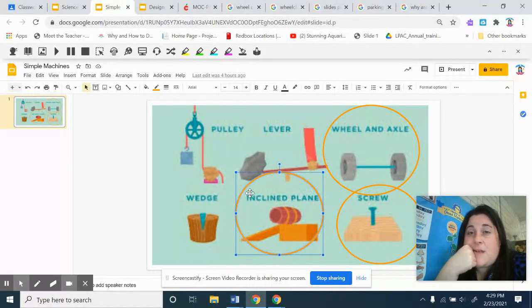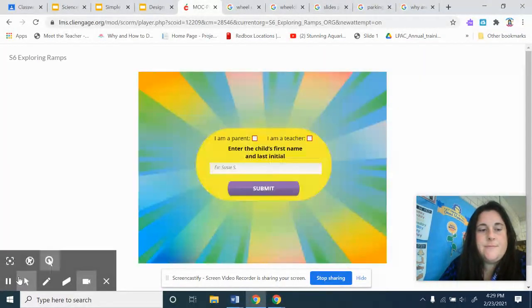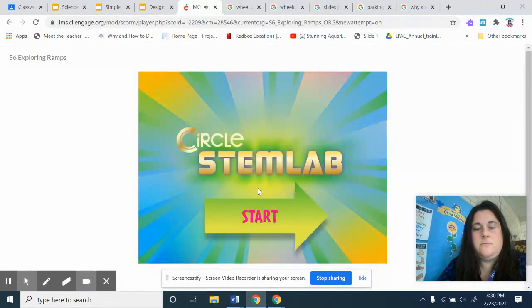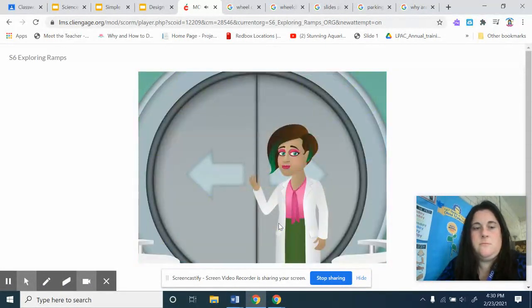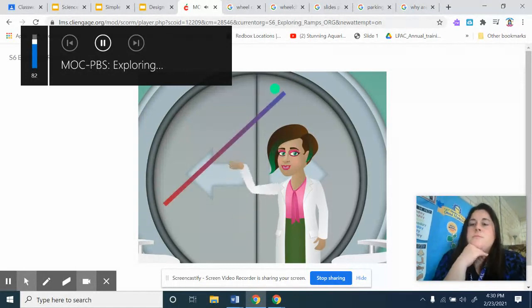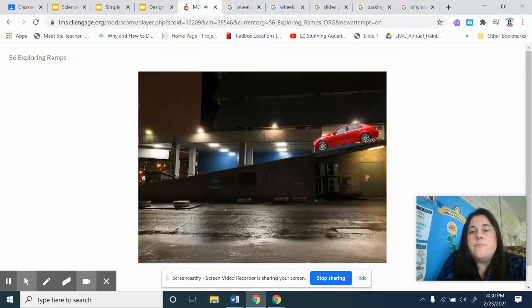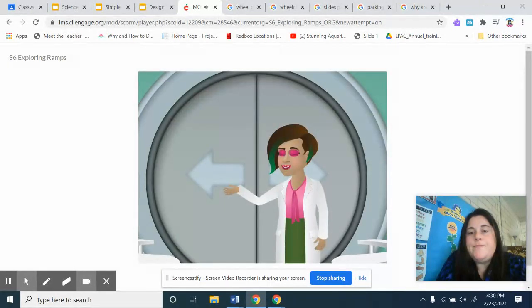Let's take a look at this video and see if you're correct. Here we go. Hey there, friend. Today we're going to learn about ramps. A ramp is a tool that helps something go from high to low or low to high. We use ramps every day. Here's a picture of a ramp that a car would use in a parking garage. This ramp helps the car go from the top down to the ground. Let's watch a video about ramps.